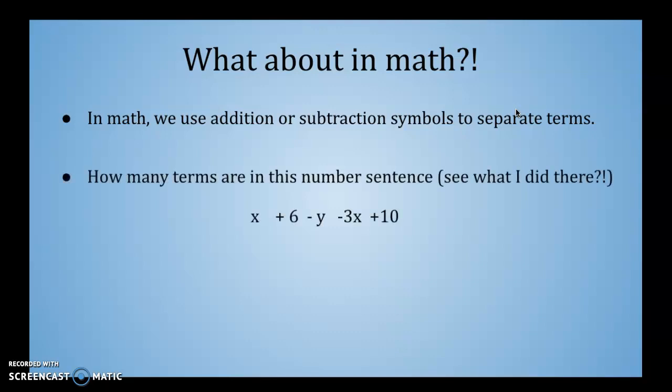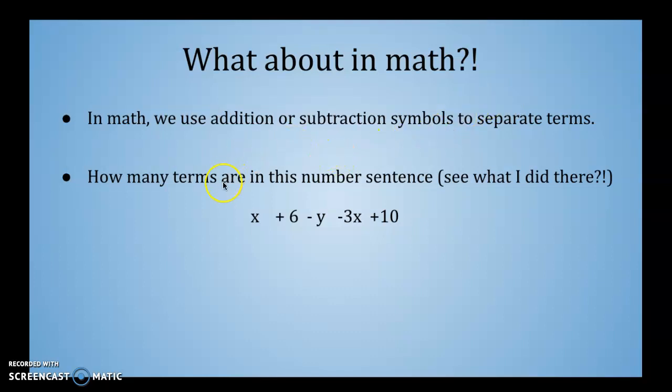So if you look at this example, how many terms are in this number sentence? Okay, I like to call them number sentences because it matches our concept of sentence. Anyways, I think I'm funny. So how many terms are there?